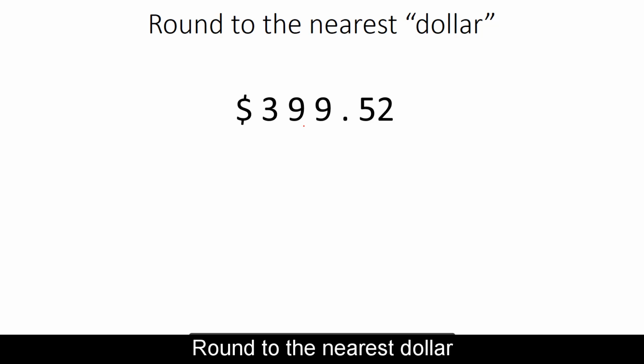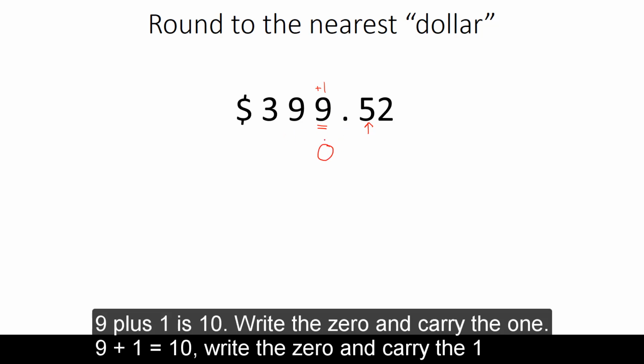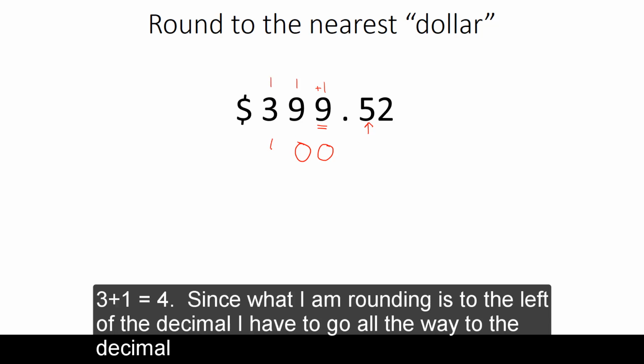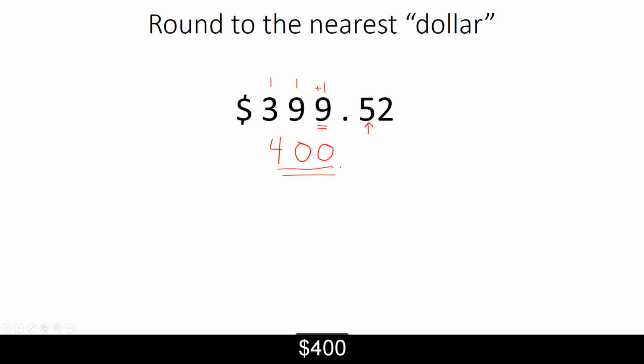Round to the nearest dollar. The 9 is in the dollars location. The 5 is the first digit to the right. It's 5 or higher, so we will add 1. 9 plus 1 is 10. I'll write the 0. I have to carry the 1. 9 plus 1 is 10. I write the 0, carry the 1. 3 plus 1 is 4. Since what I am rounding is to the left of the decimal, I have to go all the way to the decimal, which I did. I do not write anything after the decimal, so the answer would be 400.